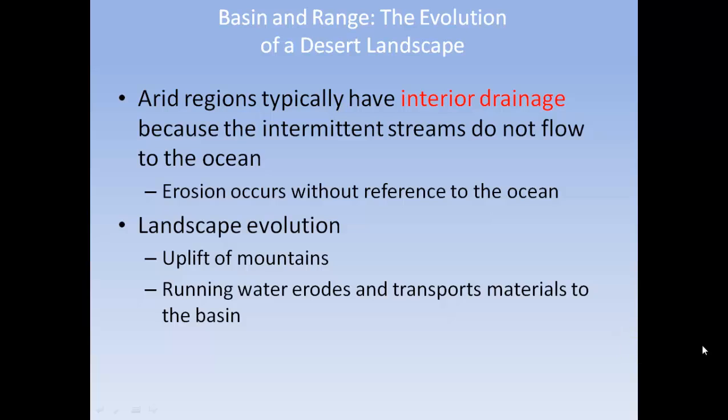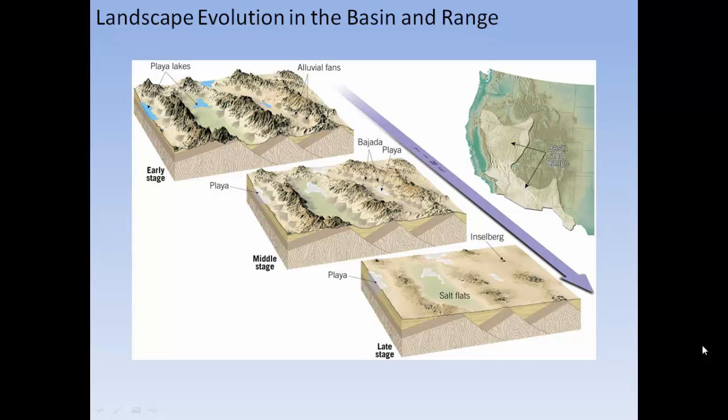Arid regions typically have interior drainage because the intermittent streams do not flow to the ocean. Erosion occurs without reference to the ocean. Landscape evolution: there's uplift of mountains, then running water erodes and transports materials into the basin. So here we have our basin and range, alternating horsts and grabens, ridges and troughs of the mountain range. And when it rains, erosion is going to occur, bringing sediment into alluvial fans.